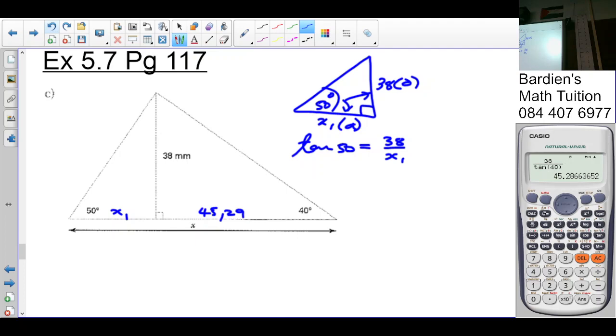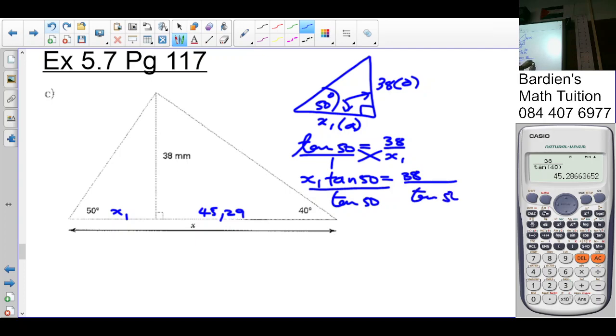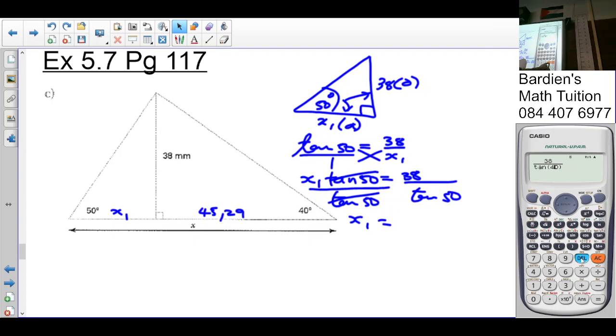So what do I do now? Let us multiply. So x1 times tan 50 is x1 tan 50 equals 38. How do we get x1 on its own? Divide by tan 50 on both sides. That's gone. So x1 is equal to 38 over tan 50. You get 31,89.